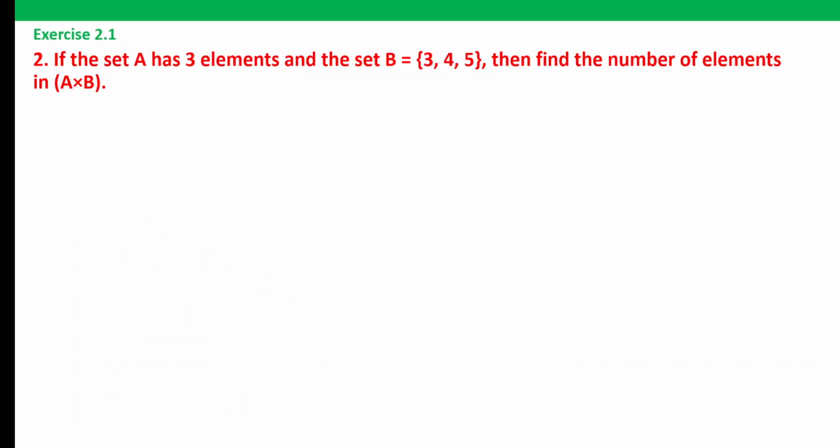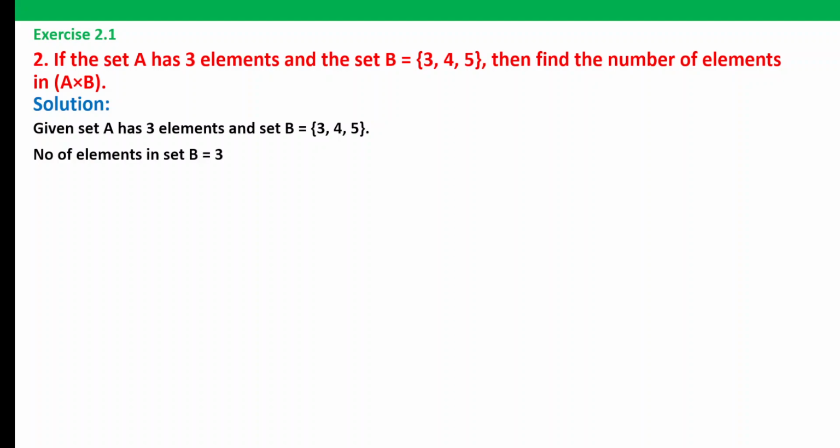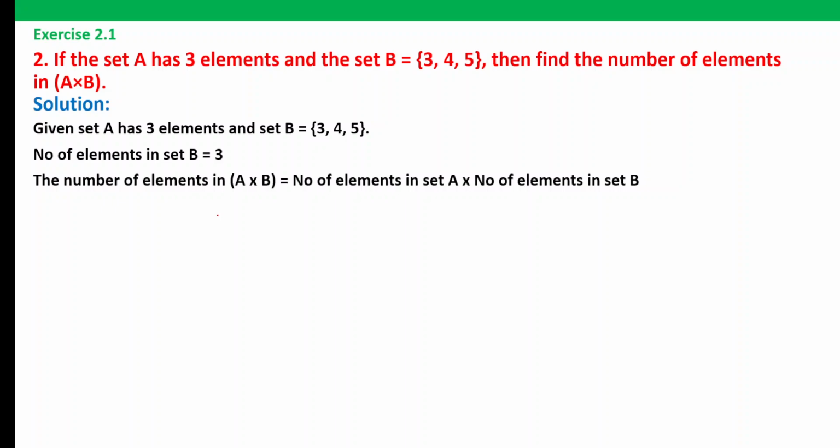Let us see question number 2. If the set A has 3 elements and set B has the elements 3, 4, 5, then find the number of elements in A into B. Solution. Given set A has 3 elements and set B has elements 3, 4, 5. So, the number of elements in set B is 3. So, the number of elements in the Cartesian product A into B is the number of elements in set A into the number of elements in set B. Therefore, the total number of elements is 3 into 3, that is 9.